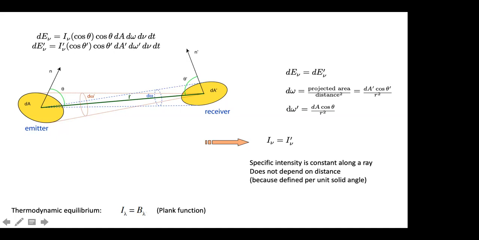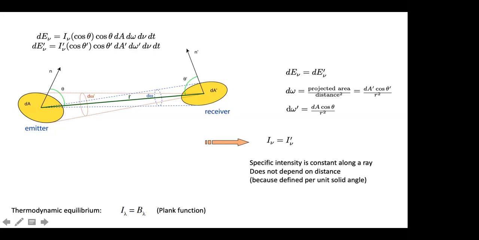So these are different. But if you do the calculation of what the solid angle is, that is projected area divided by distance squared, and you go through the equations, the two energies must be the same, and so the specific intensity must also be the same. If you take the receiver and put it twice as distant or 1,000 times as distant, the equations are the same. So this means that the specific intensity does not depend on the distance of the object.